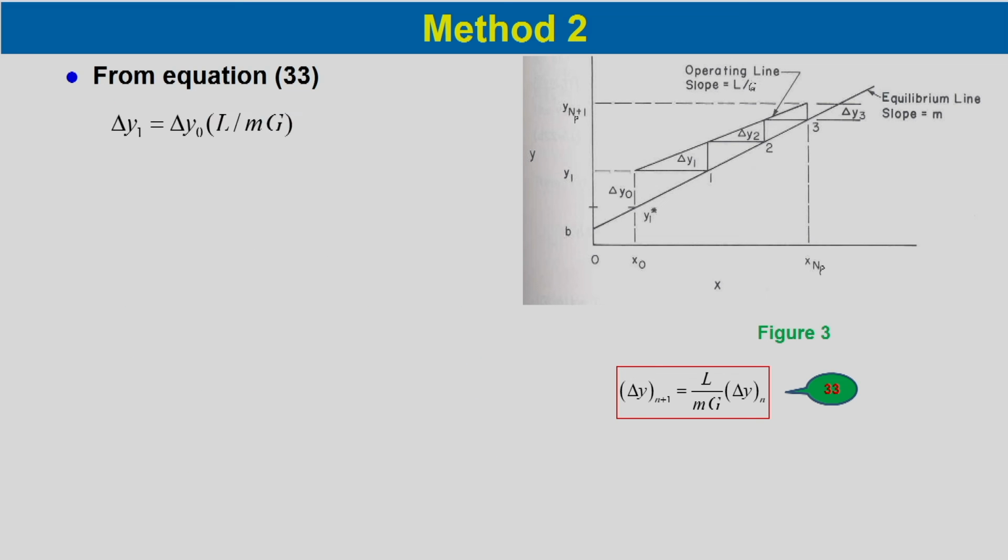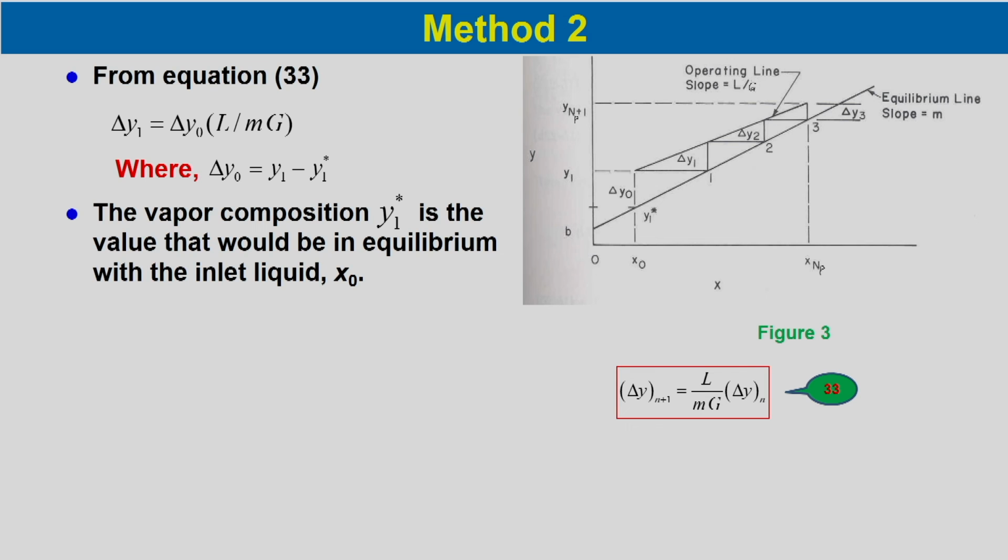Now, from equation 33 we can write delta y 1 would be equal to delta y naught into L by m g, and here delta y naught would be equal to y1 minus y1 star. That is y1, the vapor composition, and y1 star is the value that would be in equilibrium with the inlet liquid x naught. So, these are equilibrium compositions. So, we can write y1 star would be equal to m x naught plus b.